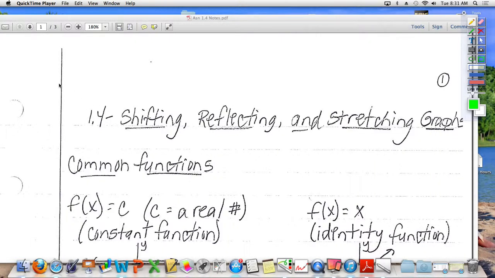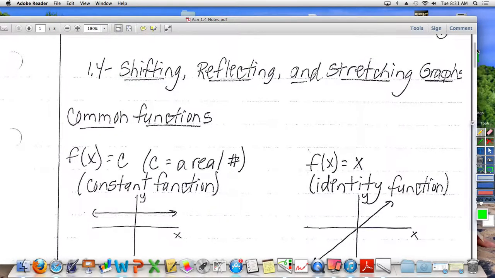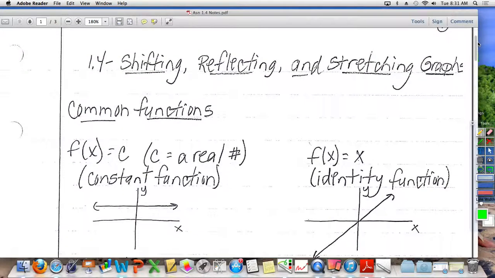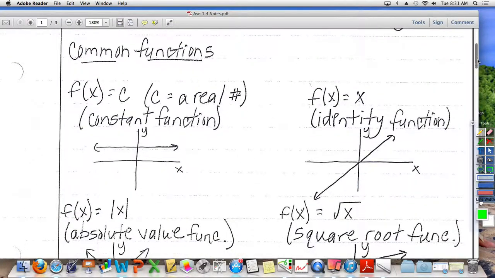All right, section 1.4, shifting, reflecting, and stretching graphs. The first thing that you need to know is that there are 6 very common functions, and you need to be comfortable with those functions. You need to kind of know them by their name. You have to have an idea of what the graphs look like.